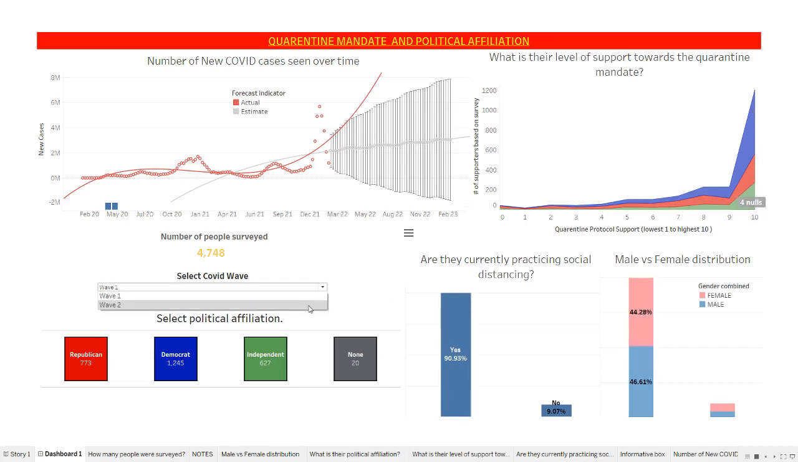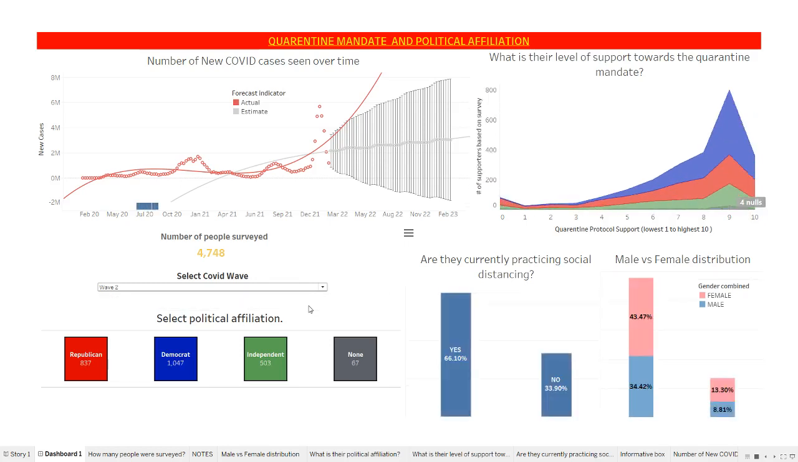But as wave two hit, we saw a little bit of change. We saw a little bit of slack. People are not as supportive, so they're moving down to nine. More numbers are seen in nine, but still, more Democrats compared to Republicans are seen on the supporting trend.